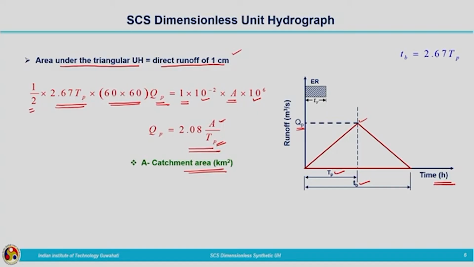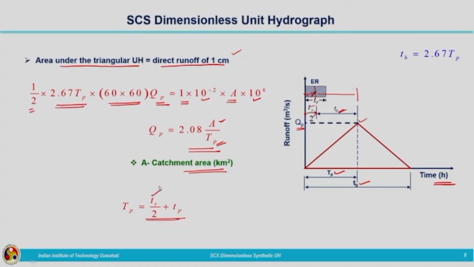Here, if you look at the figure, we have the basin lag represented by small TP, and capital TP can be written as the sum of TR by 2 and small TP, because small TP is the difference in time between the centroid of effective rainfall and the peak of the unit hydrograph, and towards this side we have a time of TR by 2. So, capital TP is equal to TR divided by 2 plus small TP.